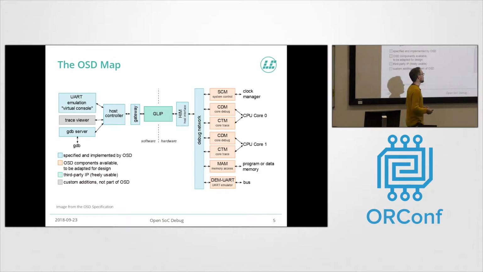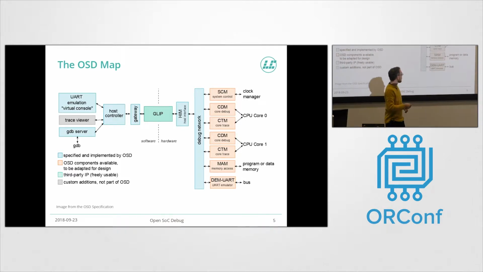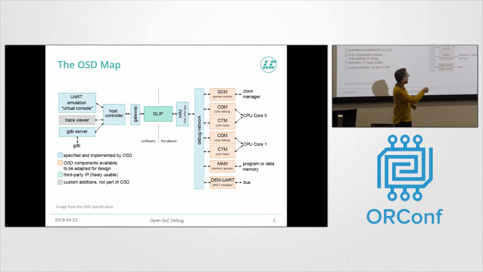First of all, we start over here. We have a couple of modules, that's the orange things here. And every module has a dedicated functionality. For example, we have here a module that allows us to access the memory of the system, for example, to load your program there or read back whatever happened.